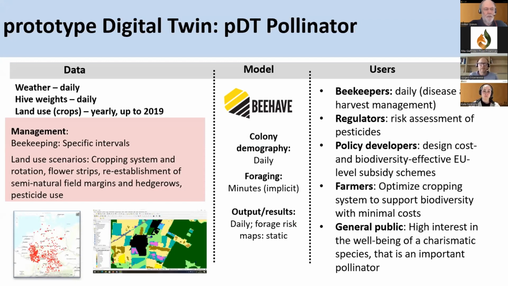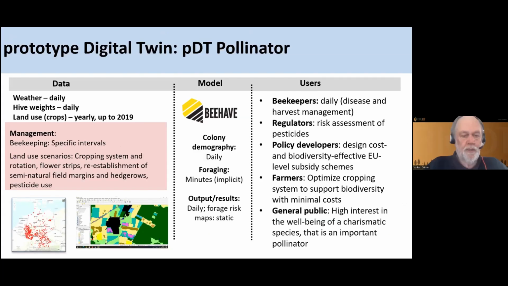And the management options which you can implement in the model are honey harvest, treating against the varroa mite, and controlling swarming. Land use scenarios: we could implement different cropping systems, crop rotations, flower strips, or re-establishment of semi-natural feed margins and hedgerows, and also, which has been done intensively by industry already, a new module for BEEHAVE, the use of pesticides. So how much pesticide is okay and where are the limits?